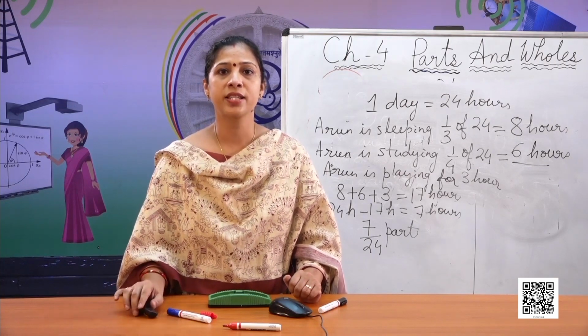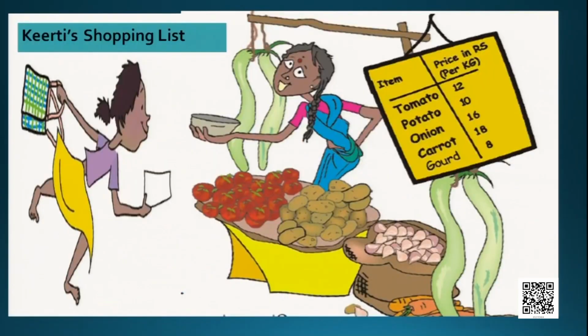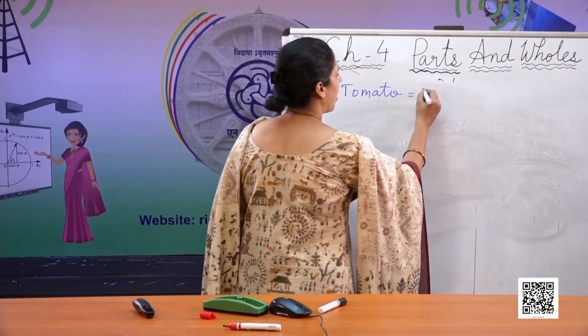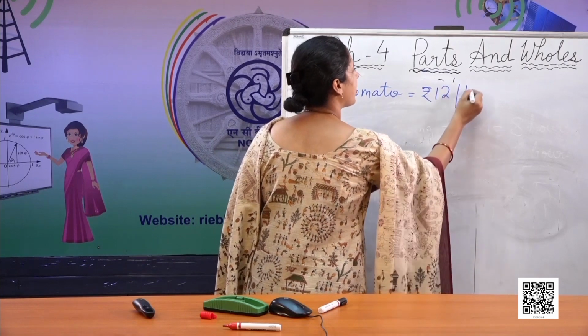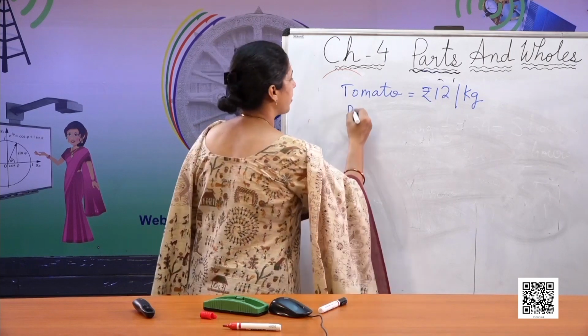Now the question is, how much does 2 kg of tomatoes cost? So let's first write down the value of each vegetable per kg. Then it will be easier for us to find out the value of the amount which is asked in the question. So tomato is 12 rupees per kg. We can write it down like this. Then the next one is potato, 10 rupees per kg.